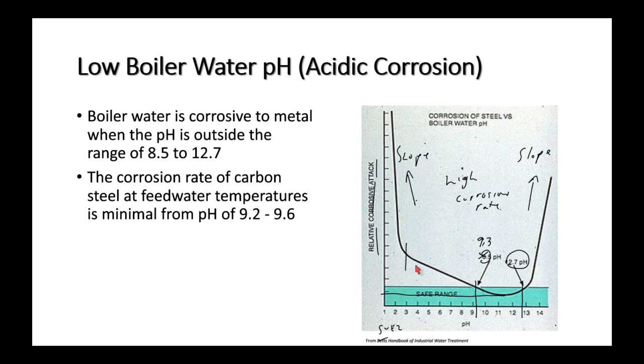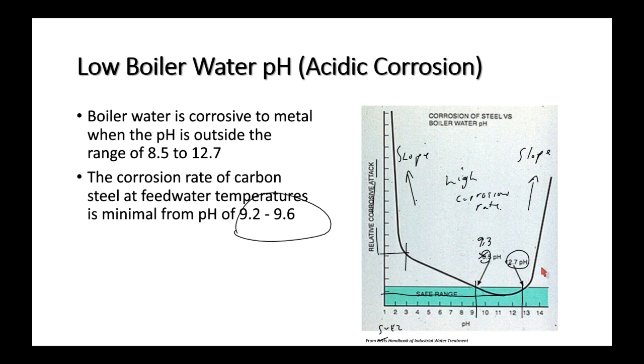And you can see once you get down to around a pH of 3, due to the low pH, the corrosion rate really picks up. And over, say, about 13 or so, or 12.7, again, the water becomes very aggressive. So what we're going to try and keep it between, say, 9.2 to 9.6. That seems like a pretty good number.